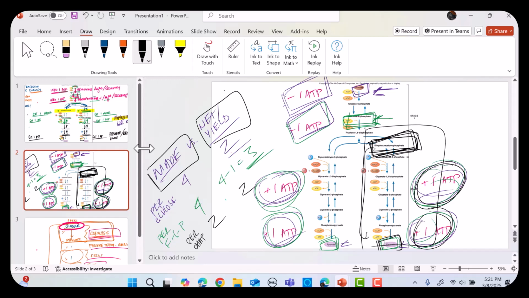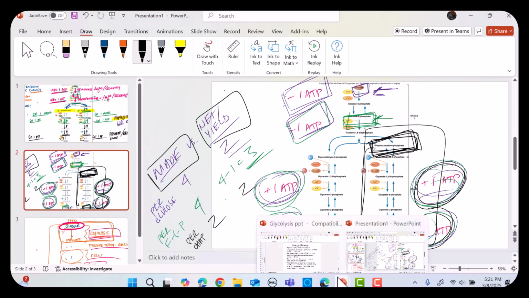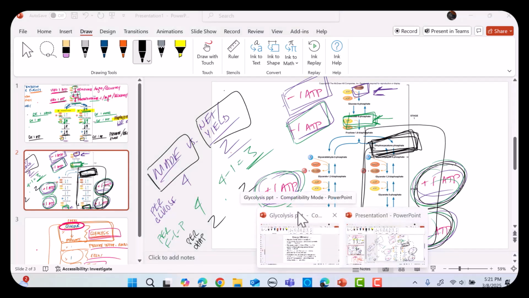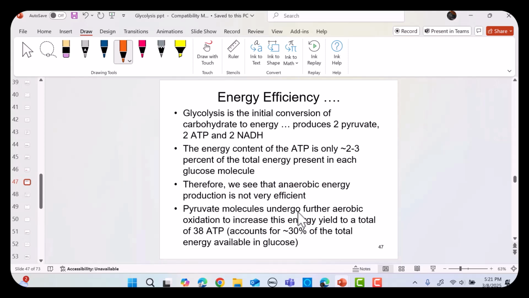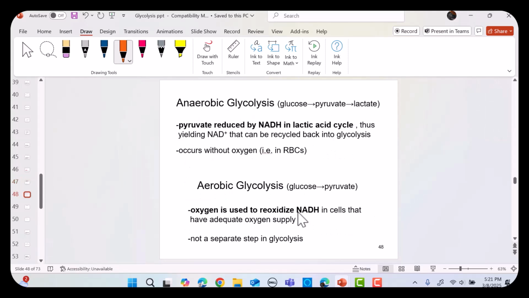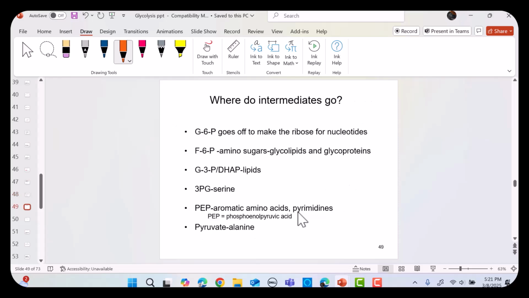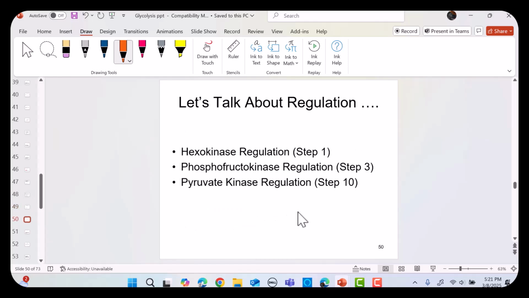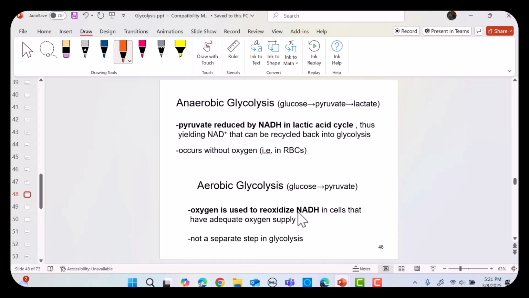Okay, so let's go back to the PowerPoint. I'm doing a terrible job following. That's okay. Okay. Let's do this aerobic anaerobic thing quick before I totally forget it.